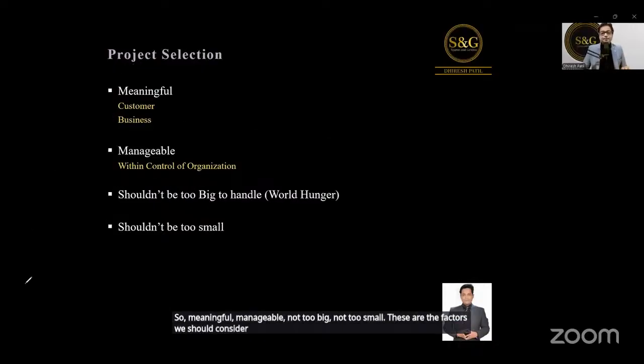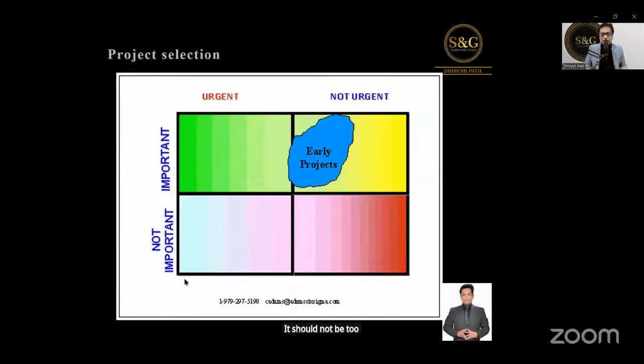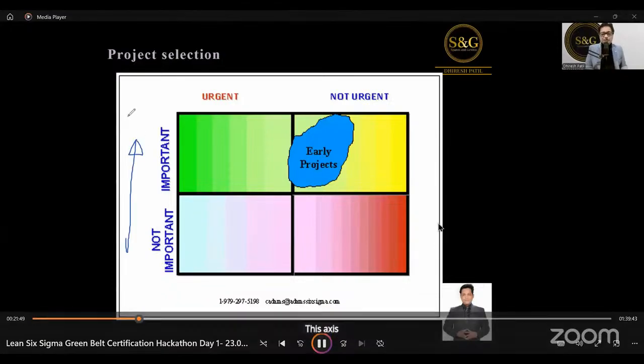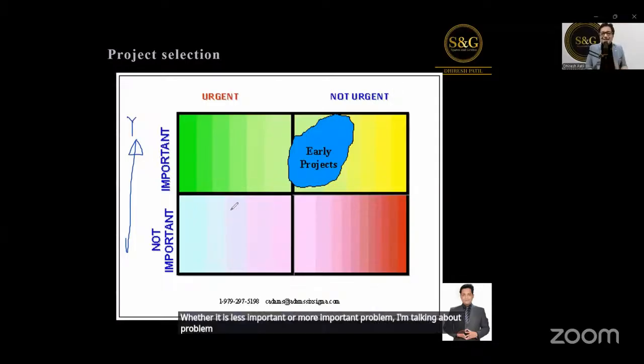Apart from that, it should not be too urgent. Let's look at this. On the y-axis, it is about importance, whether it is a less important or more important problem. I'm talking about the problem. And on the x-axis, it is about urgency.